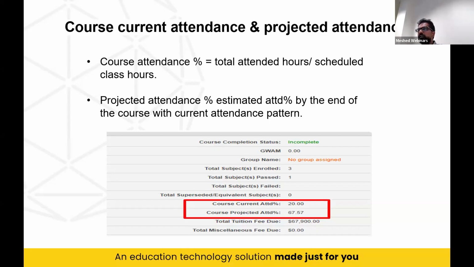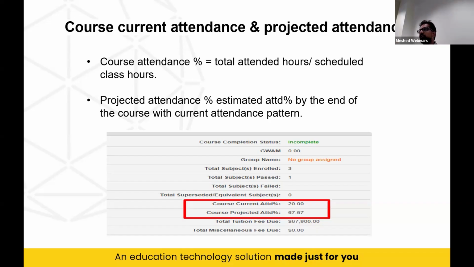Okay, so the projected attendance is an estimated attendance percentage. Depending on the existing student attendance pattern, if he has attended one class, two classes, or three classes out of 5 classes, and there are remaining classes to attend throughout the course, then if we continue with the same attendance pattern, by the end of the course, what would his attendance look like? So this is an estimated attendance percentage.